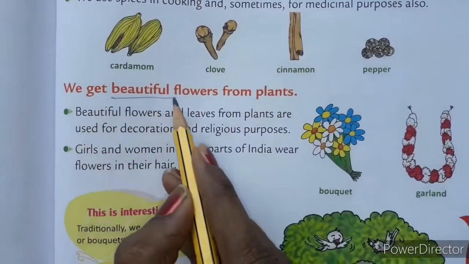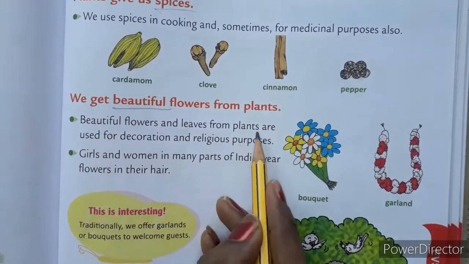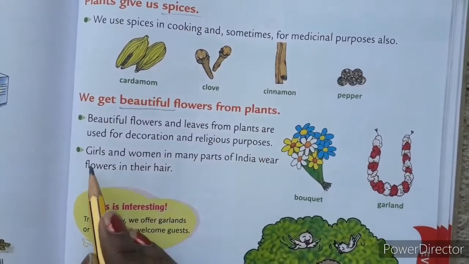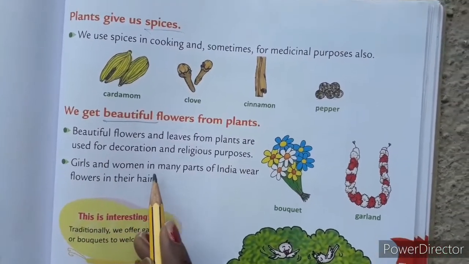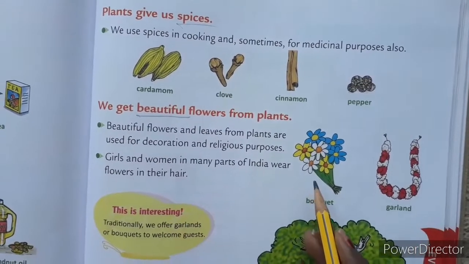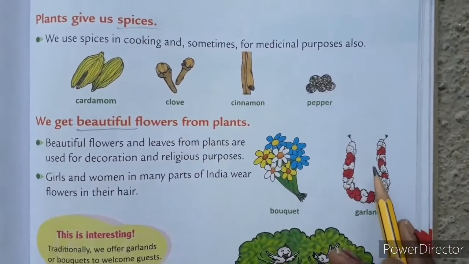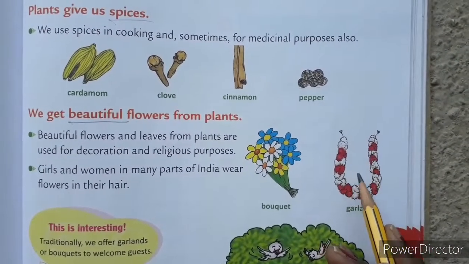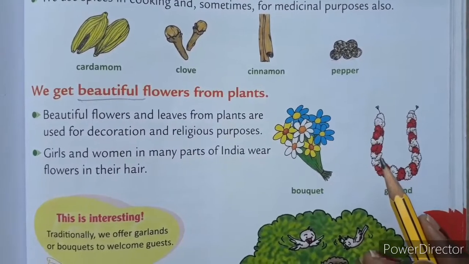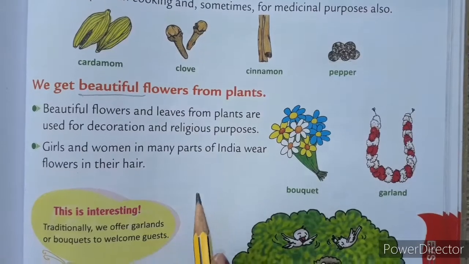Next, we get beautiful flowers from plants. Beautiful flowers and leaves from plants are used for decoration and religious purpose. Girls and women in many parts of India wear flowers in their hair. See children, flowers are used in making of bouquets and garlands. Flowers are also used for worshipping God. So we get beautiful flowers from plants.